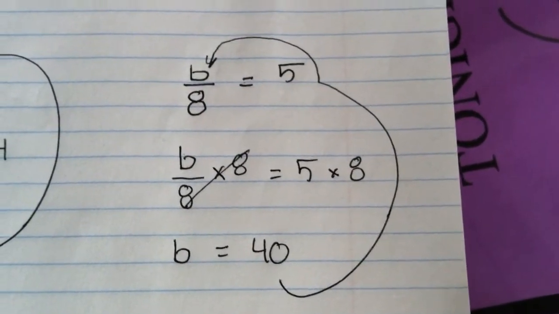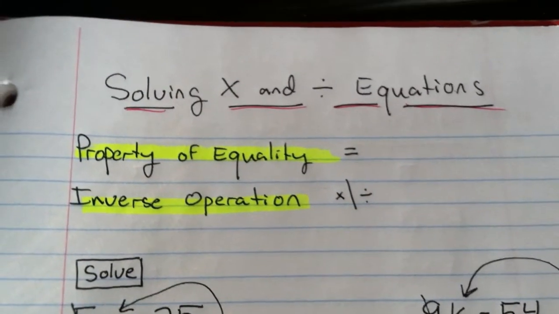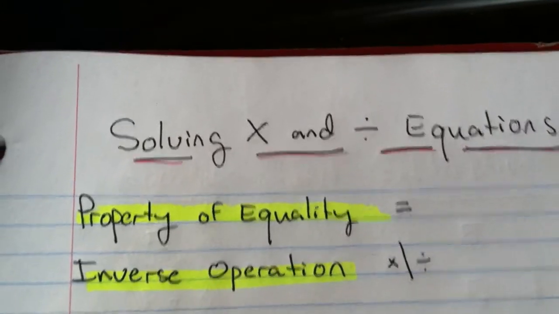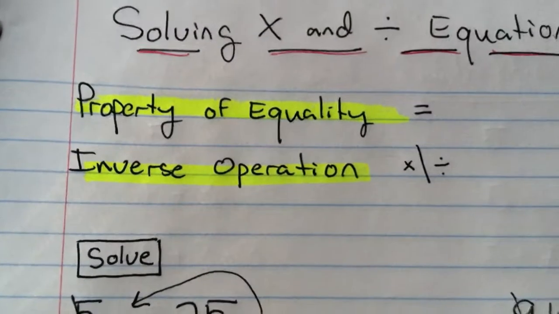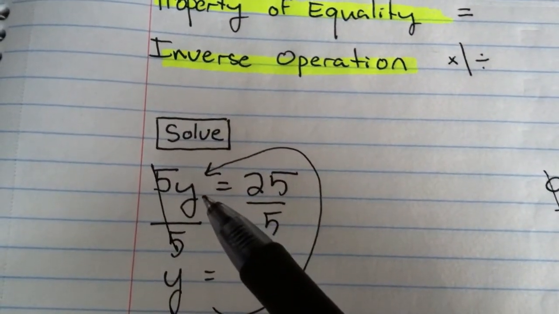Well done, folks. Let's recap. In this brief lesson, we solved multiplication and division equations by using the property of equality, which tells us to keep it fair, and inverse operations, which helps us isolate the variable and solve it.